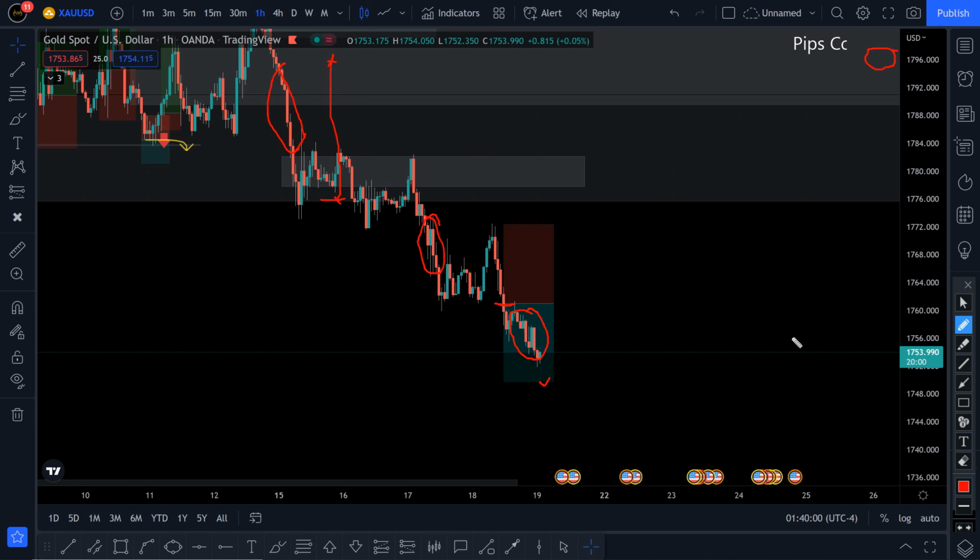So let's see what gold wants to do. I'm seeing some signs of weakness. So let's wait and see what gold will give us. Okay, but for today, I'm just waiting for price to knock or hit this TP. Okay, this is where the stop loss is. Let's see what will happen.